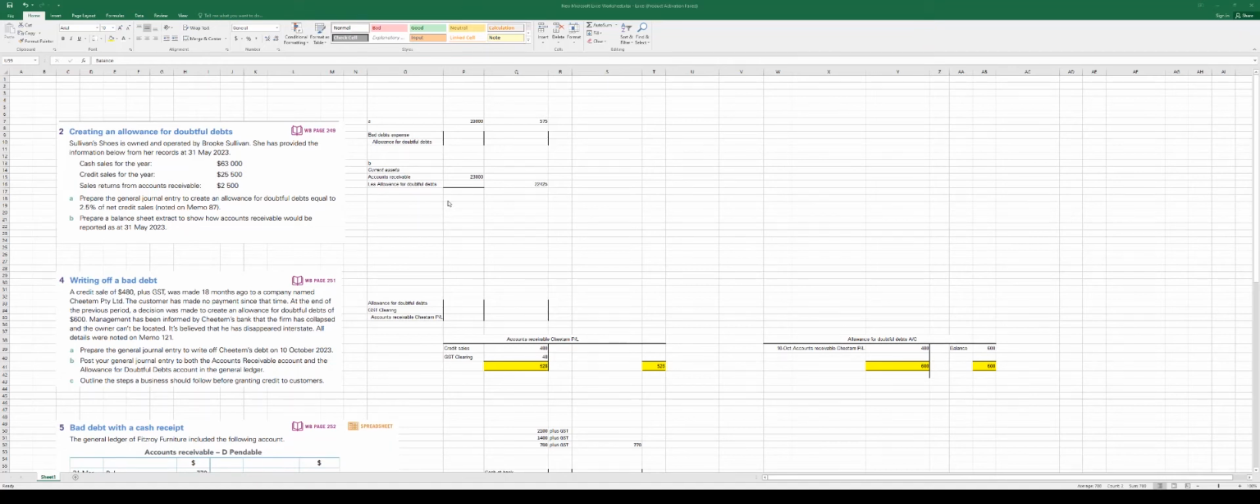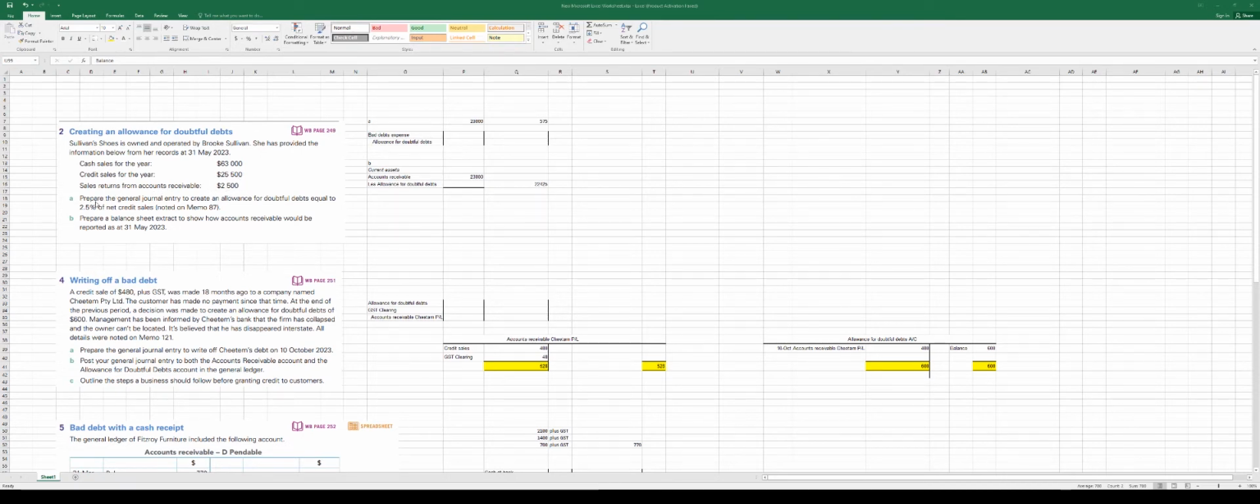Okay, so let's do some exercises on allowance for doubtful debts and writing off a bad debt on chapter 14. Now, let's start with exercise number 2. It's quite a simple exercise. What they are saying is they have this much of cash sales, this much of credit sales, and this much of sales returns.